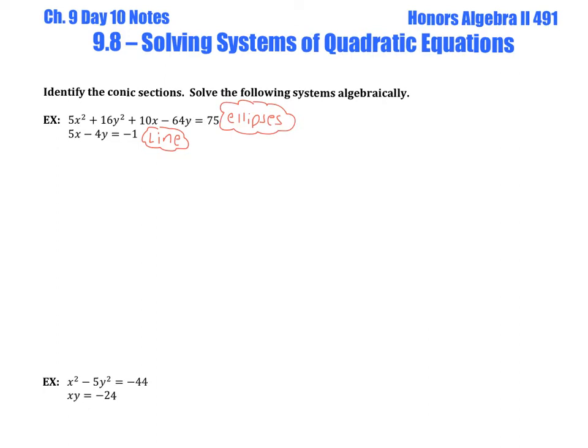Now, sadly, like I mentioned before, it's not going to work to do elimination because your square terms are going to be stuck in your problem. So now we bring in substitution. What I'm going to do is, on my line equation, solve for y, and then plug it in. So if I solve for y, negative 4y would equal negative 5x minus 1. So y really equals 5 over 4x plus 1 over 4.